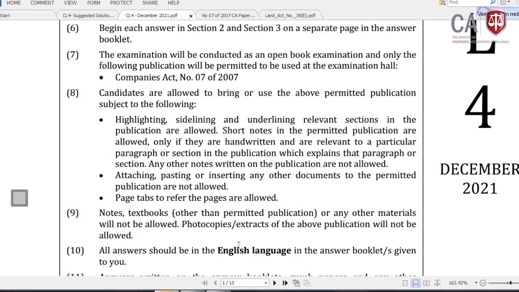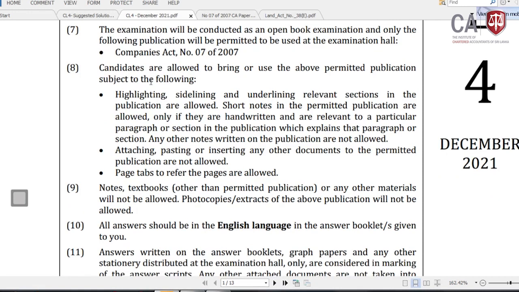So, that is why you need to obtain a copy from the Publication Bureau and keep that with you for the exam. Apart from that, you have a privilege: candidates are allowed to bring or use the above permitted publications subject to the following. You can highlight the Companies Act, sidelining is possible, underlining relevant sections is also allowed. Short notes in the permitted publication are allowed.